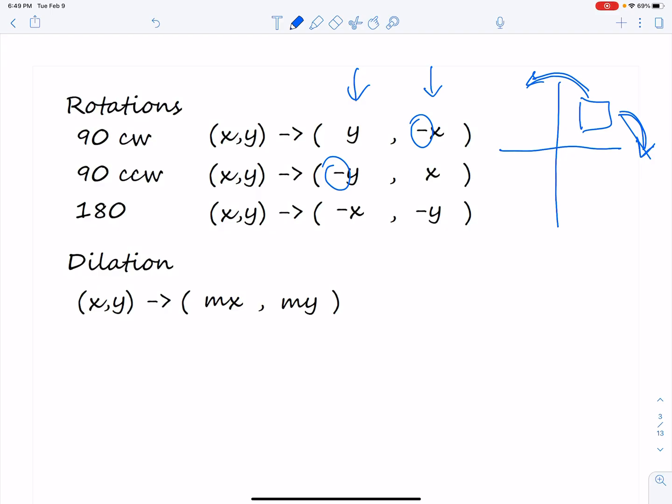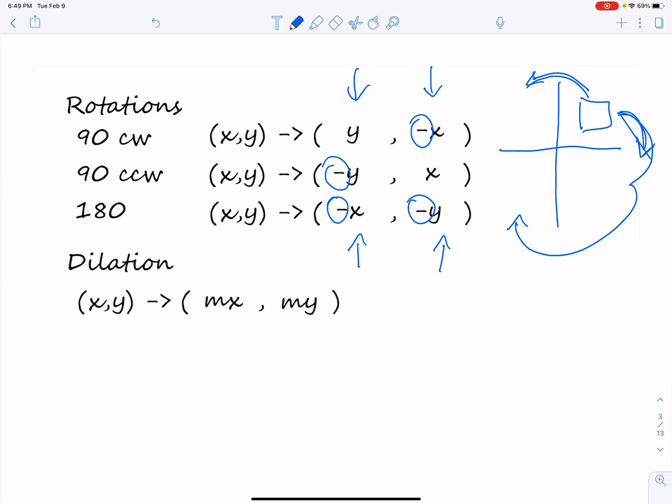If it rotates 180 degrees, that means it's going to go 2 clicks and it's going to move down into quadrant 3 here. In quadrant 3, if it goes 2 clicks, the x and the y are going to rotate twice, which means it puts the x and the y back in the right spot, but both x and y are going to be opposite. So that's kind of how you remember that.